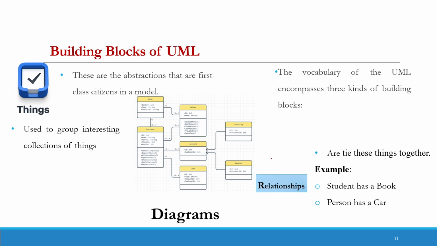These relationships are represented by a diagram. The diagram depicts the relationship of things in a pictorial or graphical representation. So the diagram shows how things are tied together and how things relate to each other. So these are the three building blocks of UML. So UML has three building blocks.